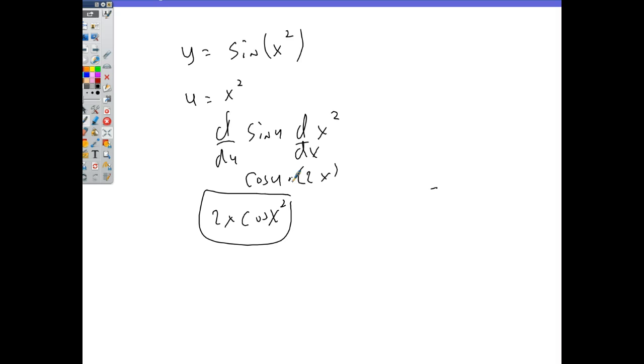So let's do the next problem. Flip it over, down the back. Take a look at the very first problem. I got f of x equals negative 3x plus 1 to the 4/3 power. Try that one out.